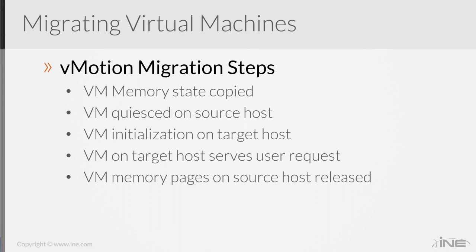Step four, the user requests are sent to the VM on the new host instead of the initial source host. And in the final step, the memory pages that were used on the source host would be marked as being free and would be released back to the VMkernel in that source host. So that could then be allocated to a different virtual machine or some other process on that ESXi host.